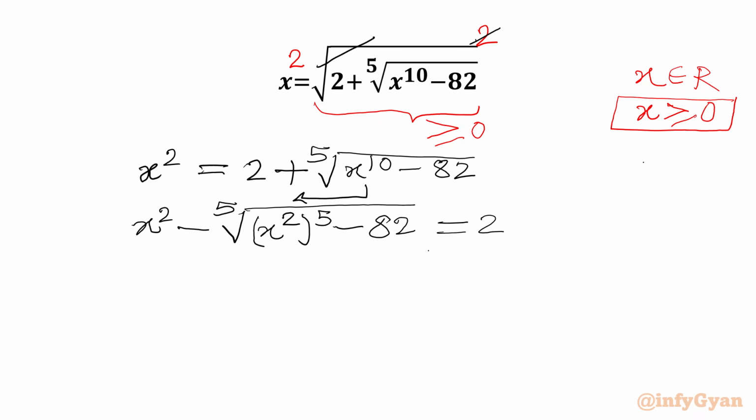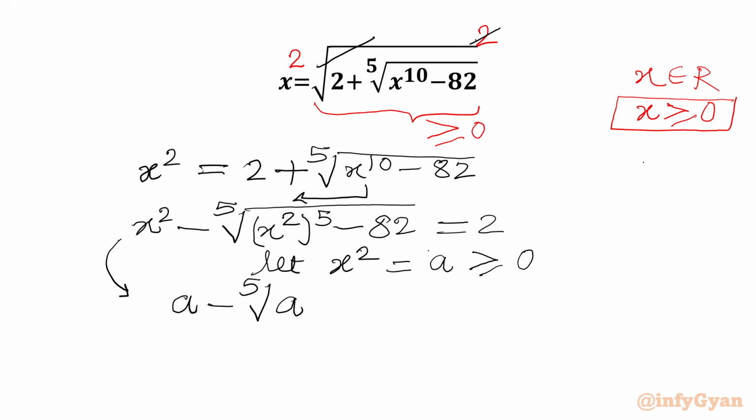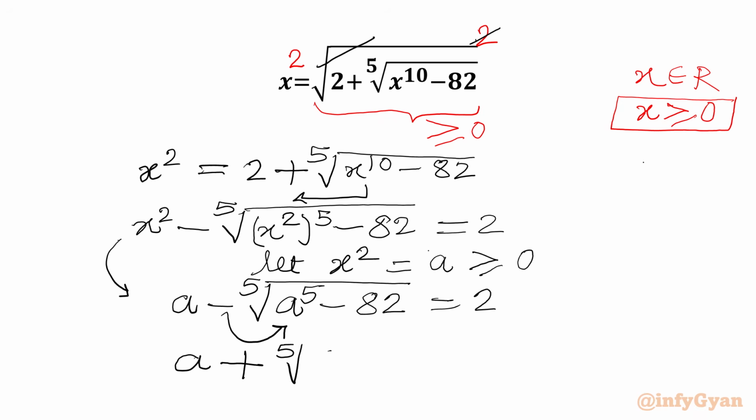Now we can assume x square equal to, suppose a. For x to be real, a should be non-negative, so greater than or equal to 0. Now we will write our equation a minus fifth root of a power 5 minus 82 equal to 2. Now I can take this minus sign into this radical. So we will write a plus fifth root of 82 minus a power 5 equal to 2.